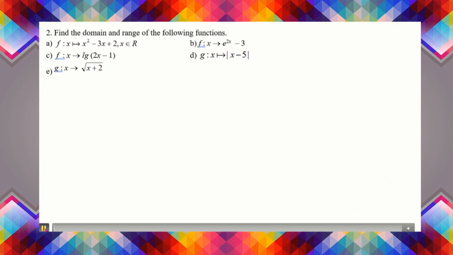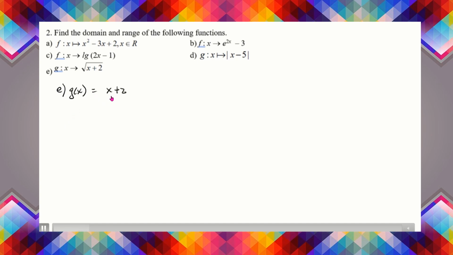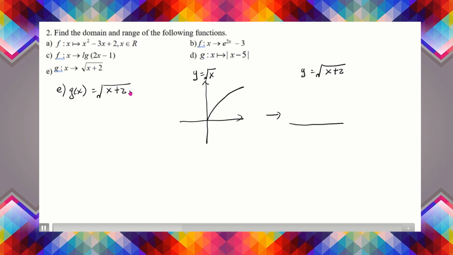Now we go to question E. E is a square root function where g(x) is equal to the square root of x plus 2. So now we start sketching the graph from the parent graph y equals square root of x. The parent graph is a curve going up here. Then we go to x plus 2. X plus 2 means we do the x translation going to the left, because when x is negative 2, we shift to the left by 2 units.